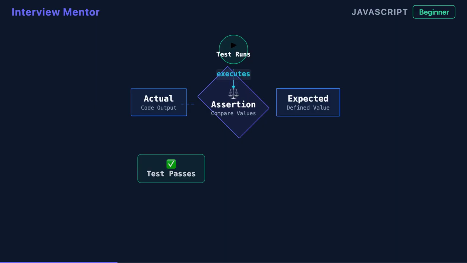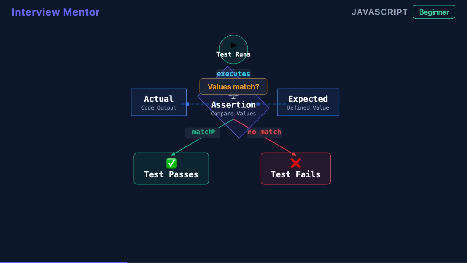Here's how assertions determine test outcomes. When an assertion runs, it compares an actual value your code produces against an expected value you define. If they match, the assertion passes silently and the test continues. If they don't match, the assertion throws an error, the test fails immediately, and you get a detailed message explaining what went wrong. This pass-fail mechanism is what makes automated testing reliable.